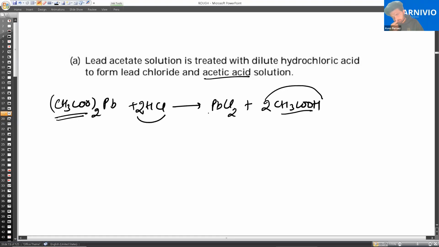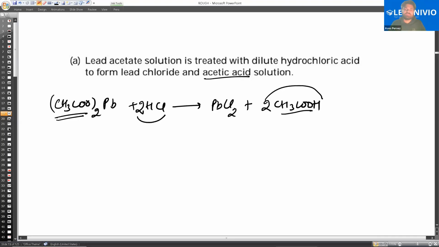I was seeing the H beside the C over there. That's why I got confused with the hydrogen and everything. Okay, now you understood? Yeah. And then the others are balanced.